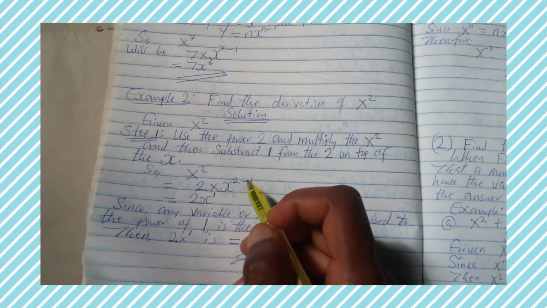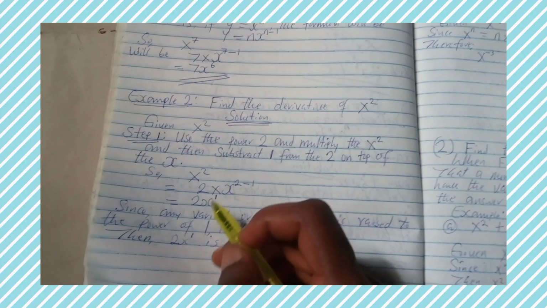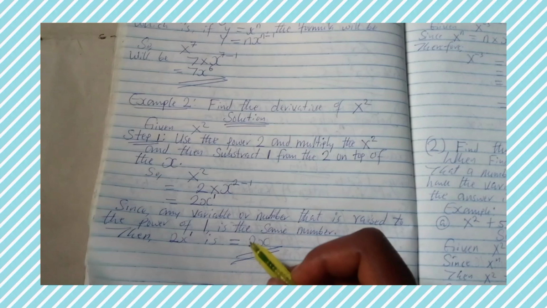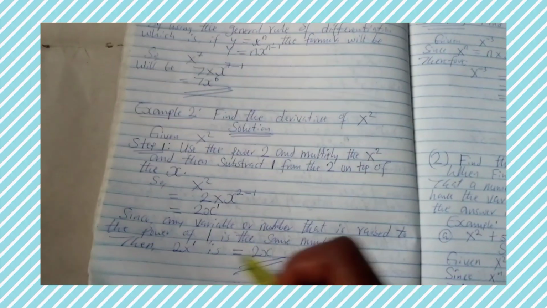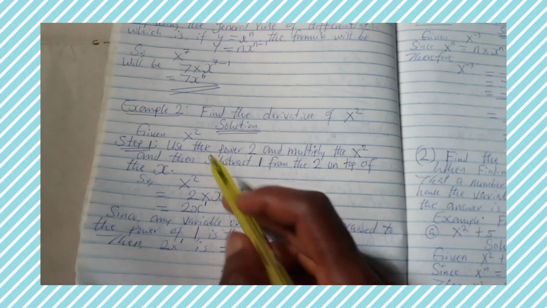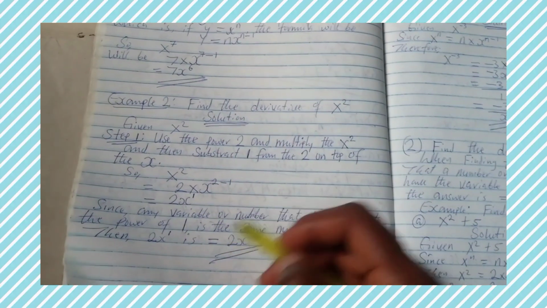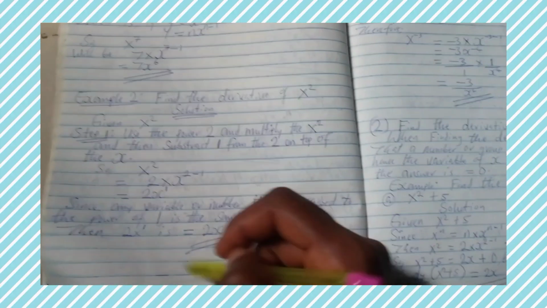We know that 2 minus 1 is 1, and anything raised to the power of 1 is the same thing as that particular number or term. So that is why our final answer becomes what? 2x. This is the final answer for x to the power of 2. This is how to solve the power rule in differentiation. Now let's look at another example.